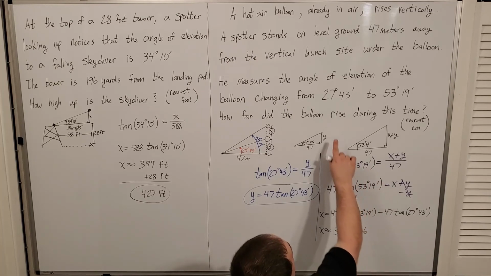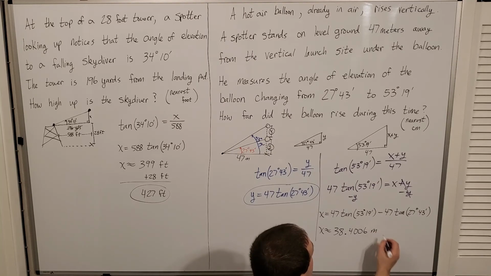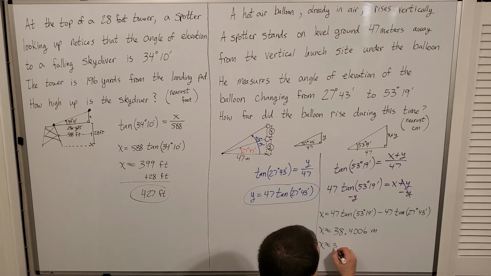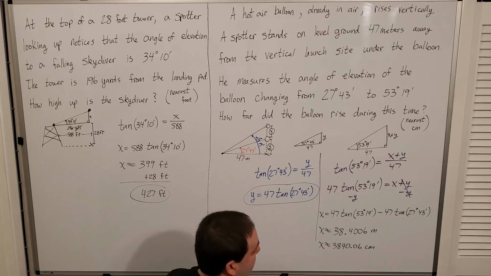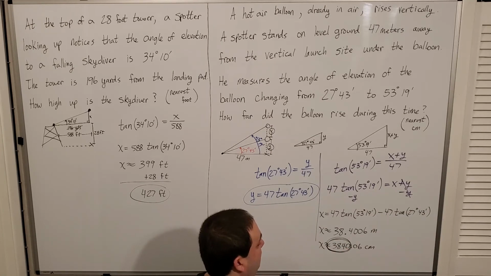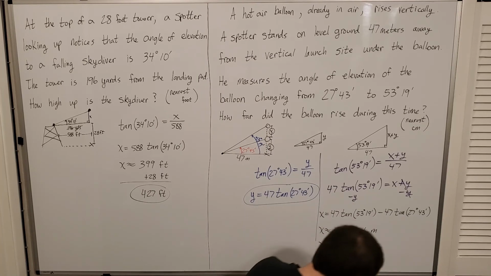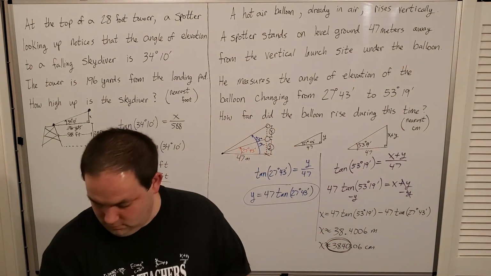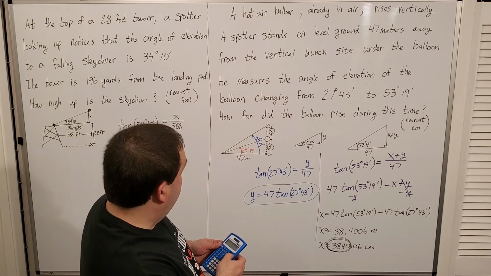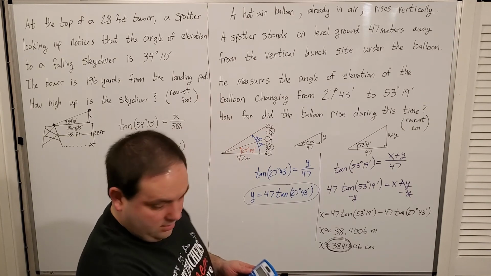Now remember, the 47 was in meters, so this is meters. It asked for the nearest centimeter. So x is approximately, and I'm going to convert this into centimeters, 3840.06 centimeters. Therefore, the nearest centimeter is going to be 3,840. There's our final answer in centimeters right there. Let me double check if I typed that in right. 27 degrees, 43 minutes. Yep.